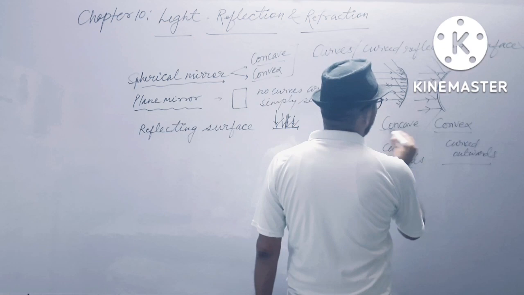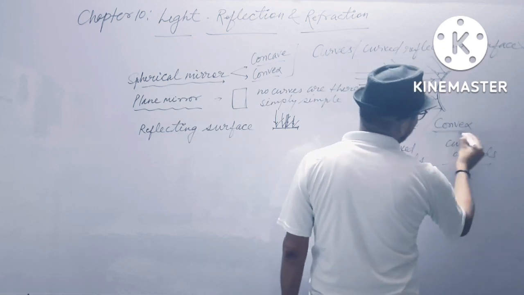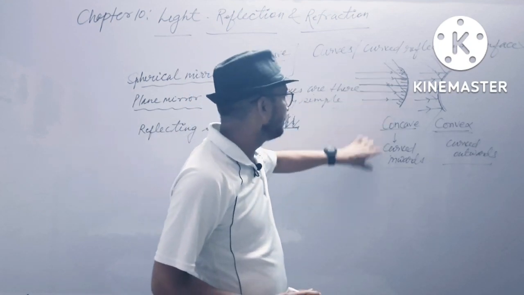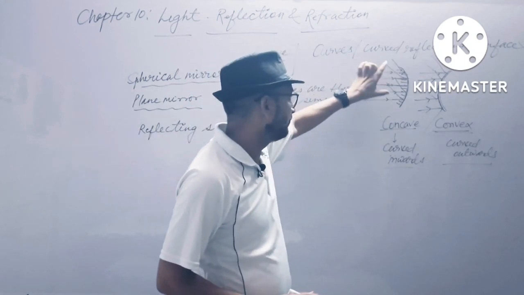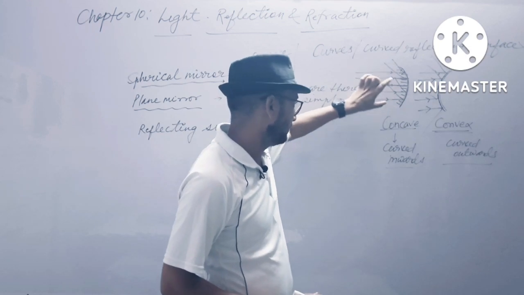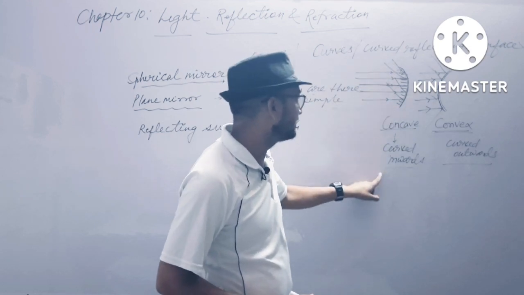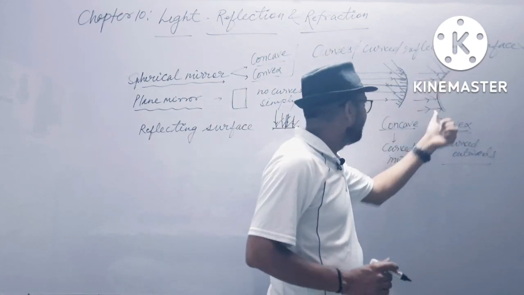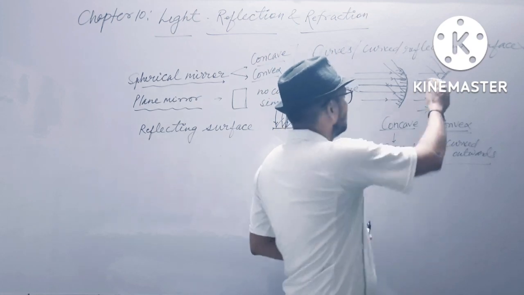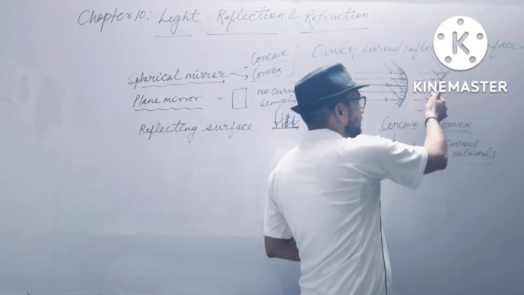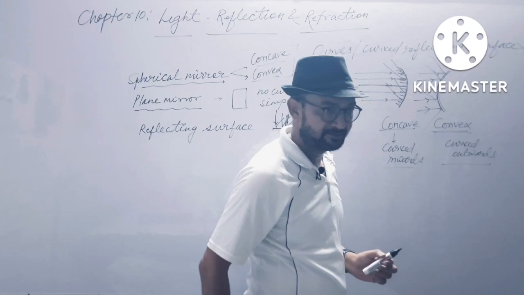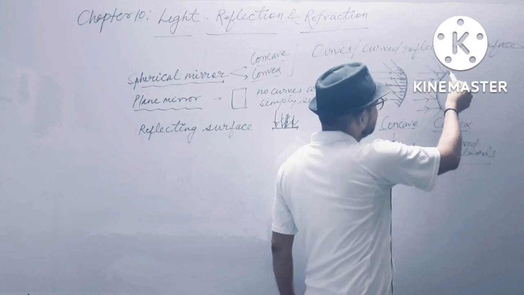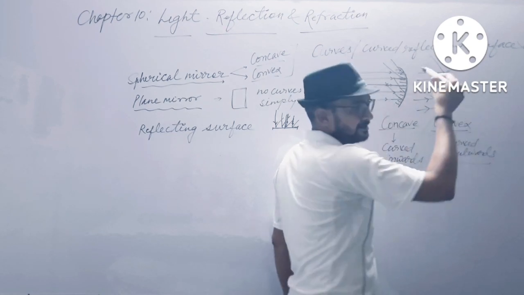So concave mirror and convex mirror, what is the basic difference? In a concave mirror, the reflecting surface of the spherical mirror is curved inwards, and in the case of a convex mirror, the reflecting surface lies outwards, as it is curved outwards.